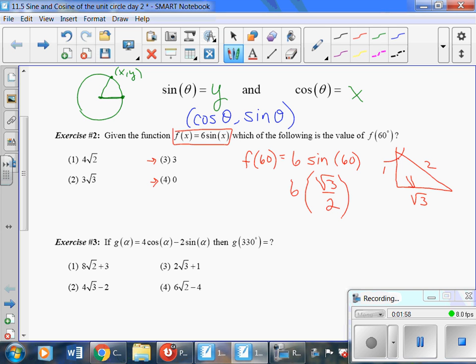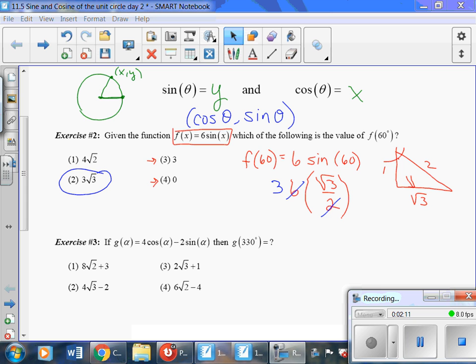Multiply that by 6, and you can do some crossing out here, and I get 3 radical 3 as my answer. So make sure that when you're doing these, you're really thinking carefully.